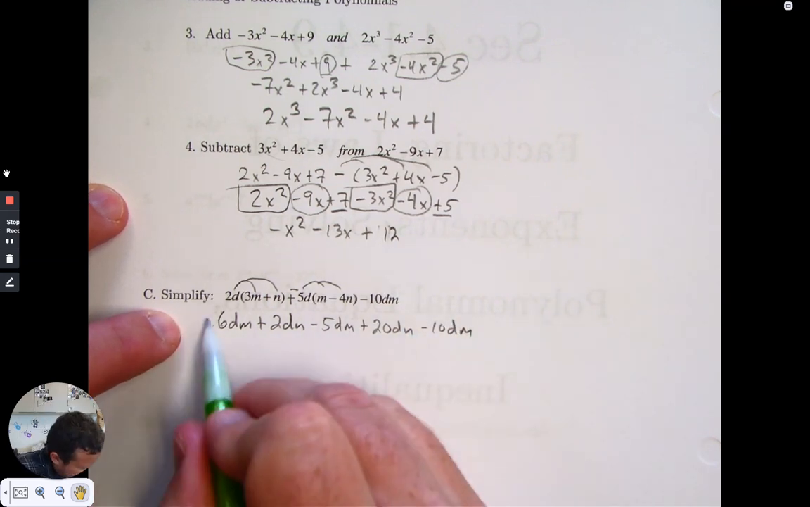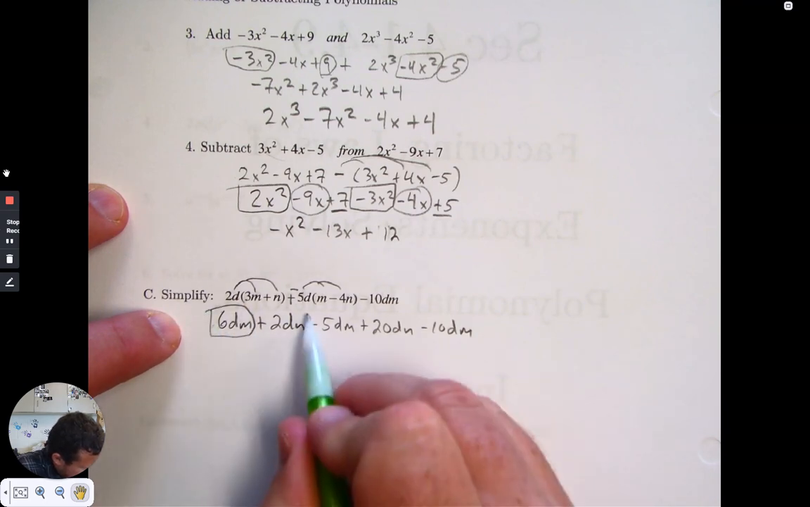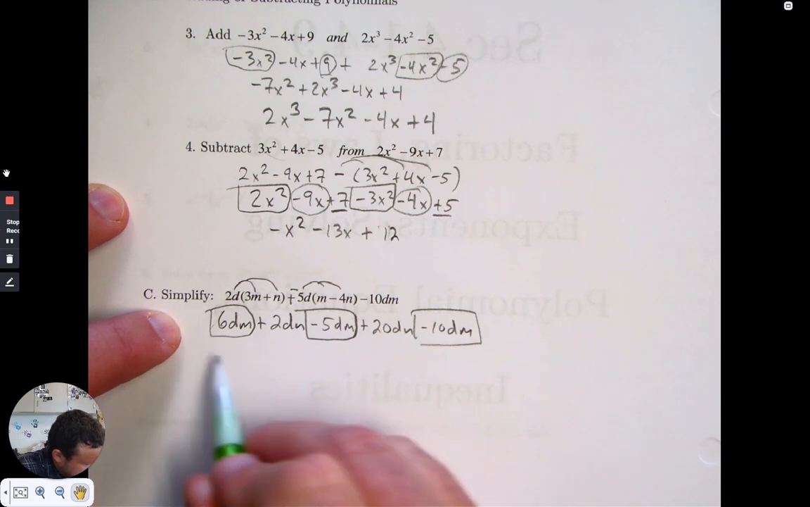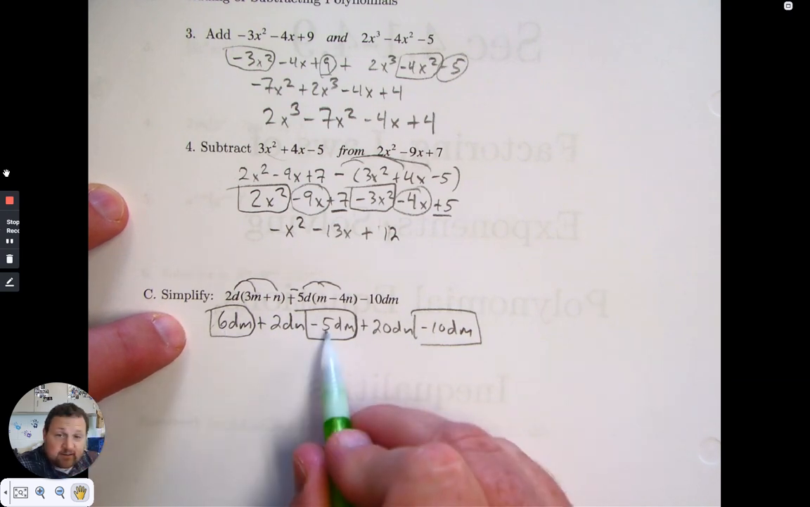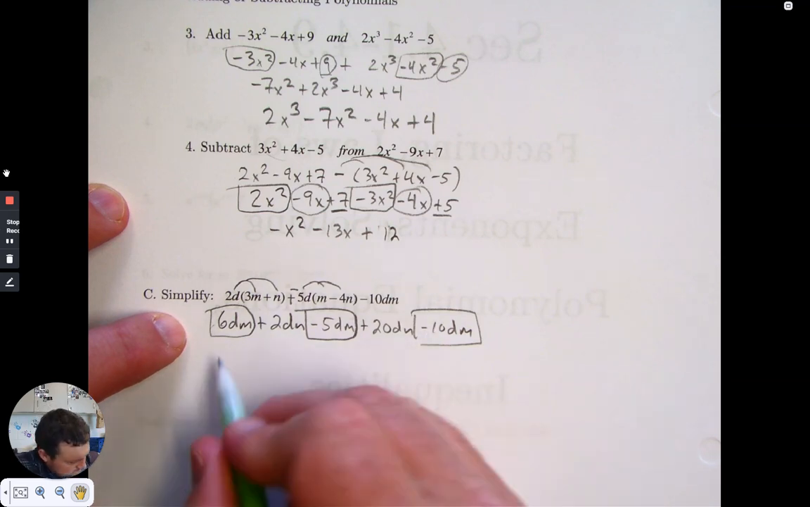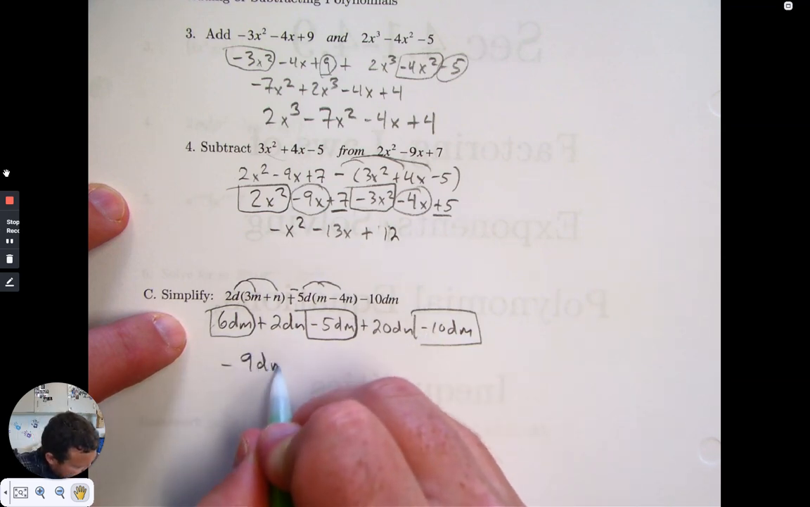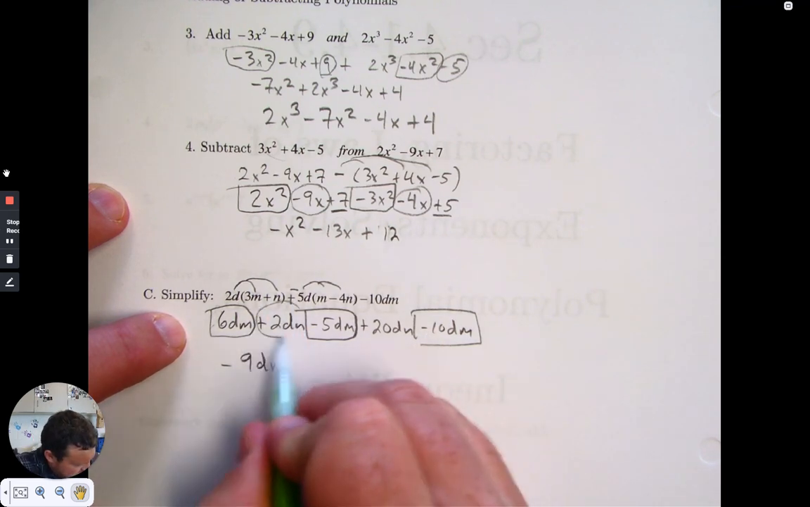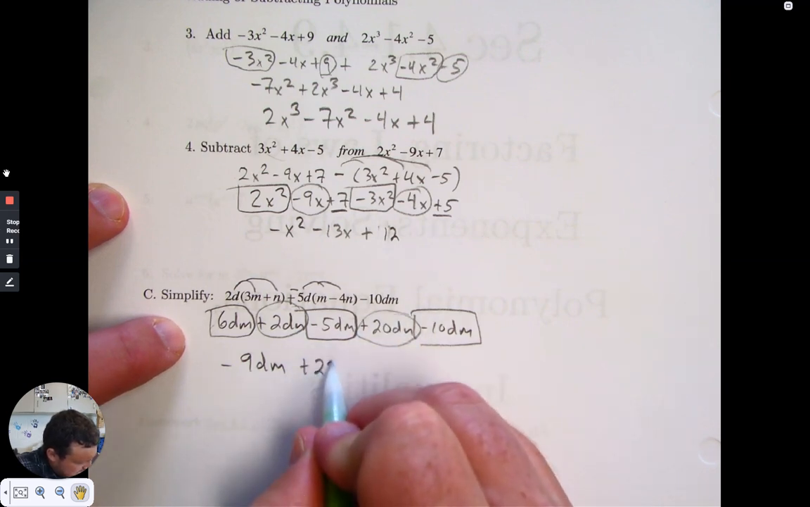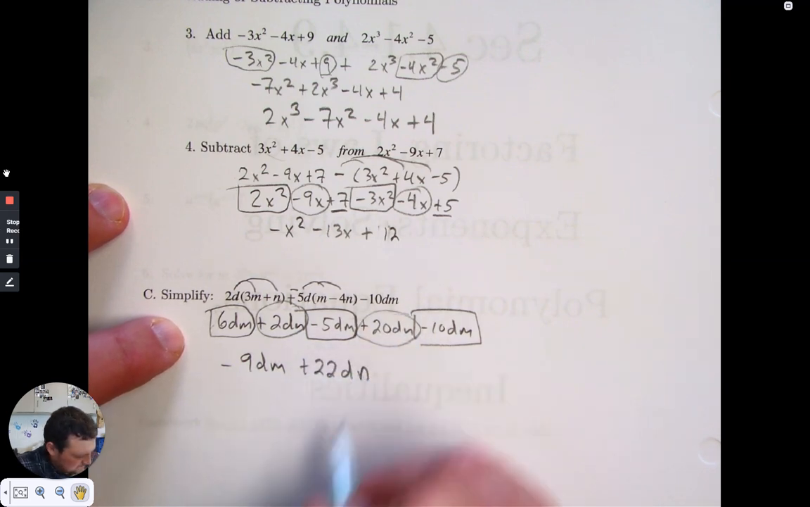So now if I want to combine my like terms, I have a positive 6dm, a negative 5dm, and a negative 10dm. So positive 6 and negative 5 leaves us with 1, but then we have to take 10 more away from that. So that's a negative 9dm. And then we have this 2dn along with this 20dn that gives us a positive 22dn.